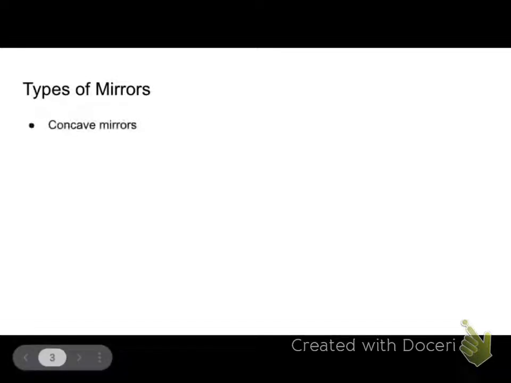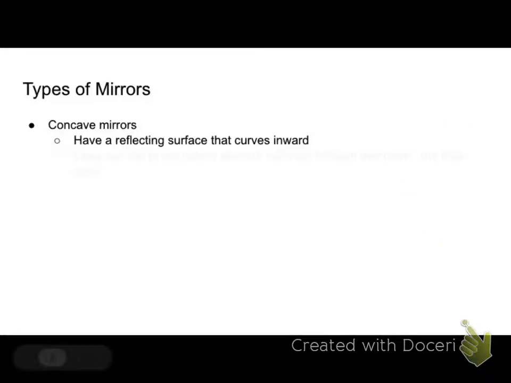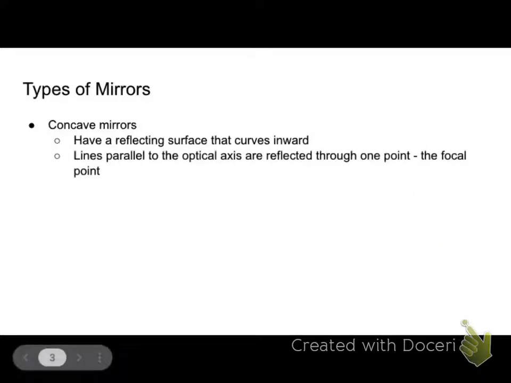The next type of mirror is a concave mirror. So they have a reflecting surface that curves inward. You can imagine this, right? So if the mirror is curving like this side here in the center, that's going to be the side that's reflective. Okay? So it curves inward. Lines that are parallel to the optical axis are reflected through one point, which is called the focal point.